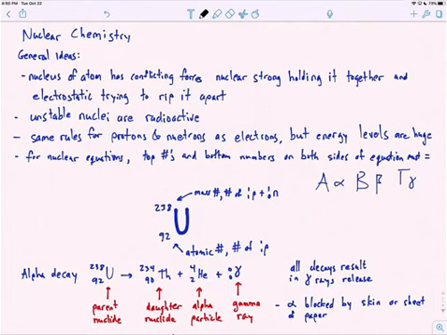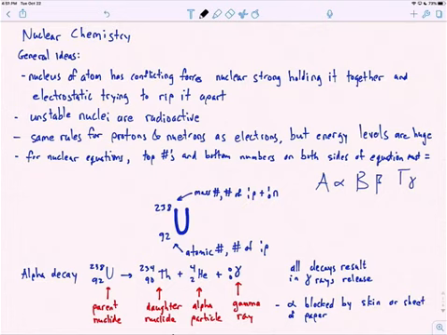Nuclear chemistry. So this is a general idea of nuclear chemistry: the nucleus actually has conflicting forces. There's a nuclear strong force holding it together, but there's the electrostatic force trying to rip it apart. If you remember the four fundamental forces, there's gravity, electrostatic, nuclear weak, nuclear strong, and maybe you could call dark energy one of the forces.